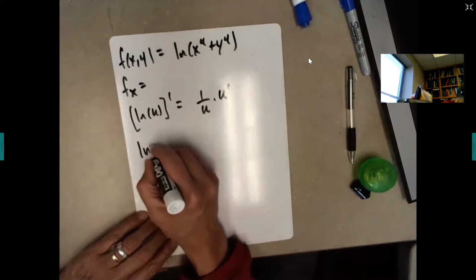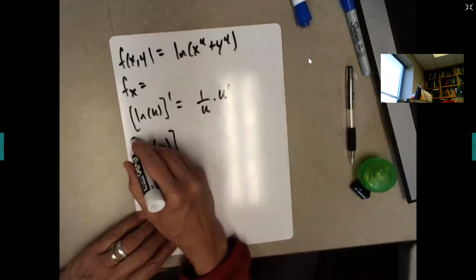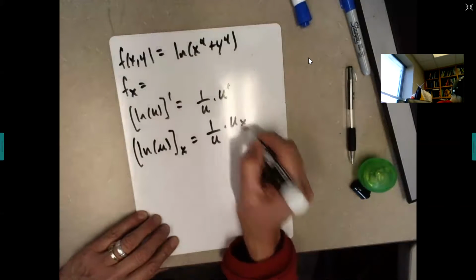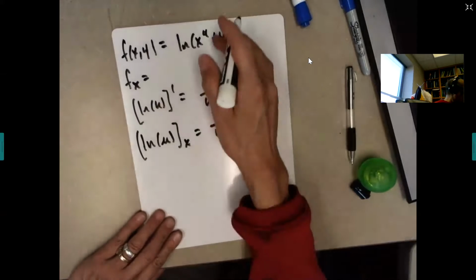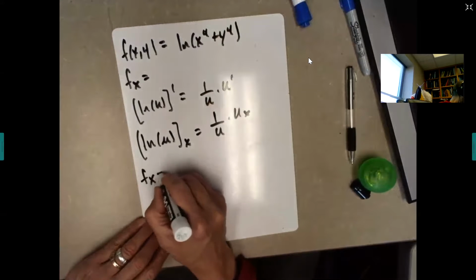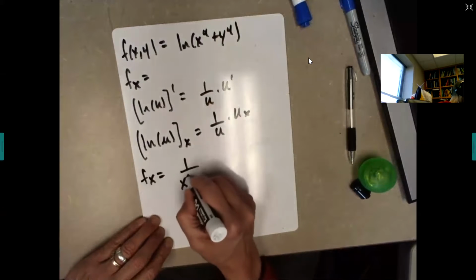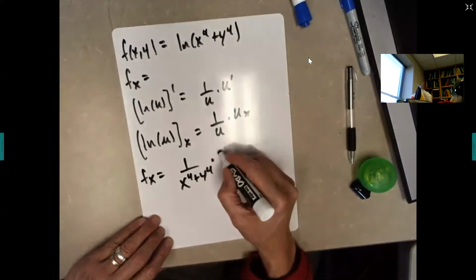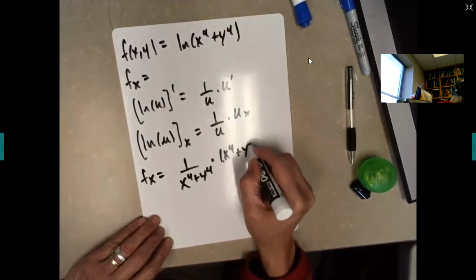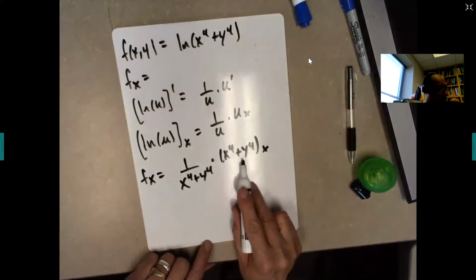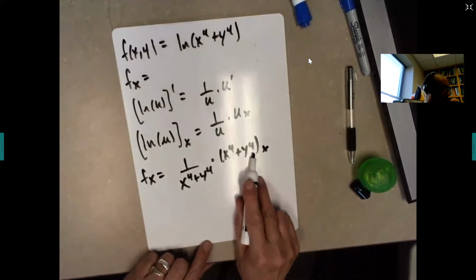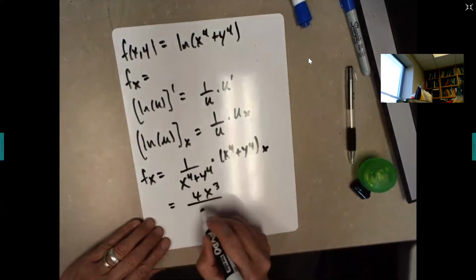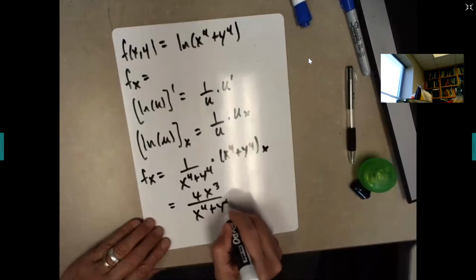So here, if you're going to take the partial with respect to x, it's still 1 over u times u partial x. So in this case, it's still 1 over u times the derivative of this with respect to x. But that's a 4x cubed, and that's a 0. So we get 4x cubed over x to the fourth plus y to the fourth.